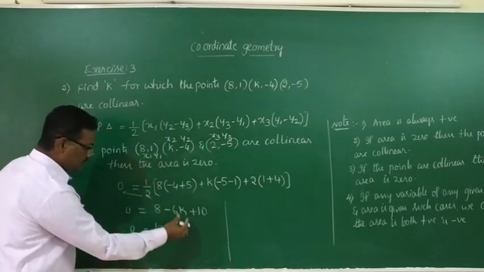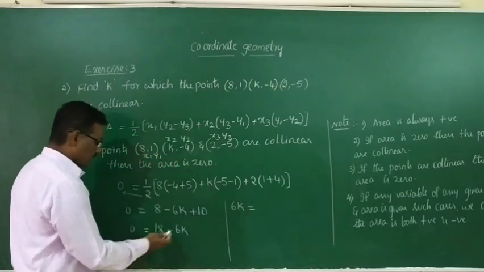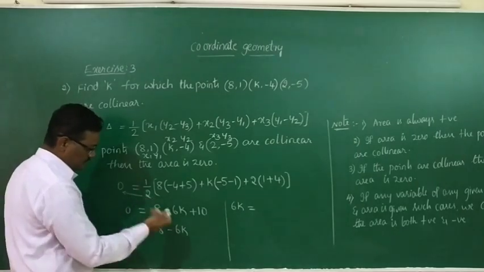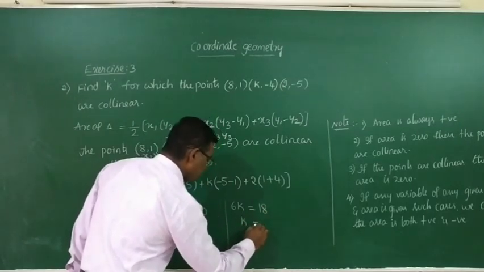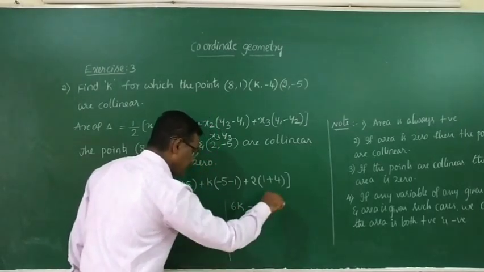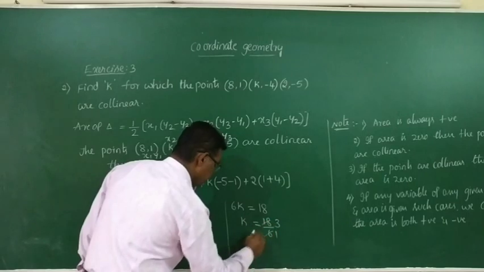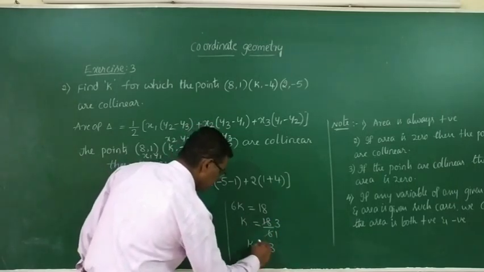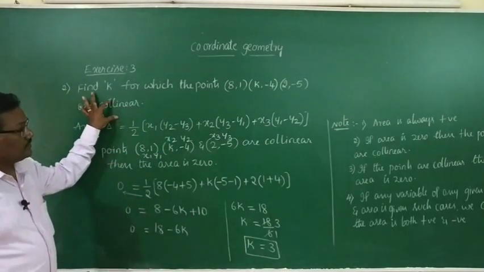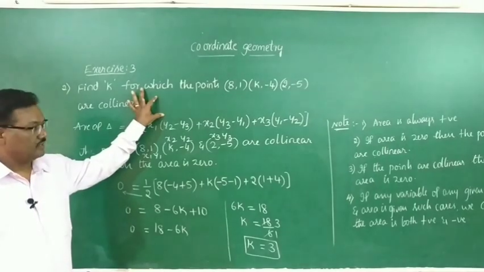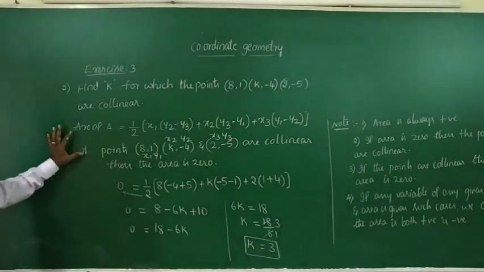By transposing minus 6k here, it becomes 6k positive. Minus comes here, it comes as positive. So 6k is equal to 18. 6 multiplied with k, when you send it there, it becomes 18 by 6. Therefore 6 3s are 18. k equal to 3. Yes. They have given that the given points are collinear. In such cases, we have to take the area of the triangle as 0.